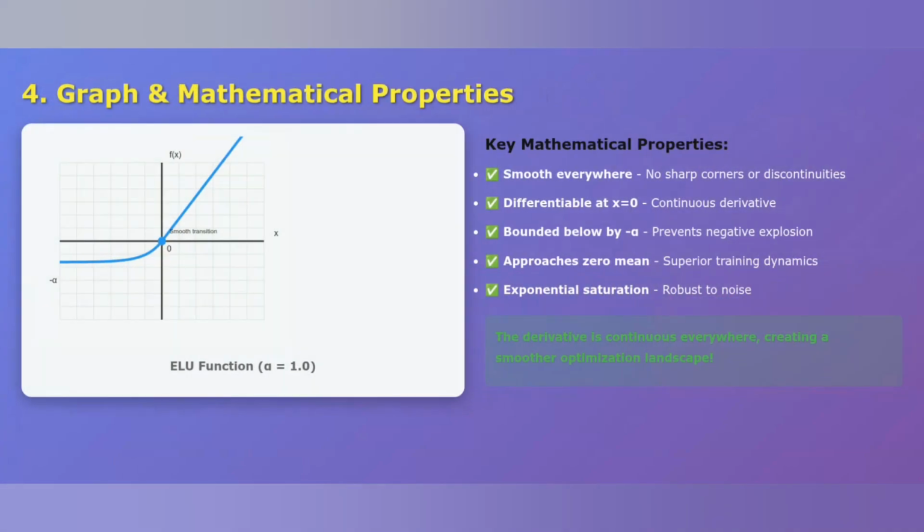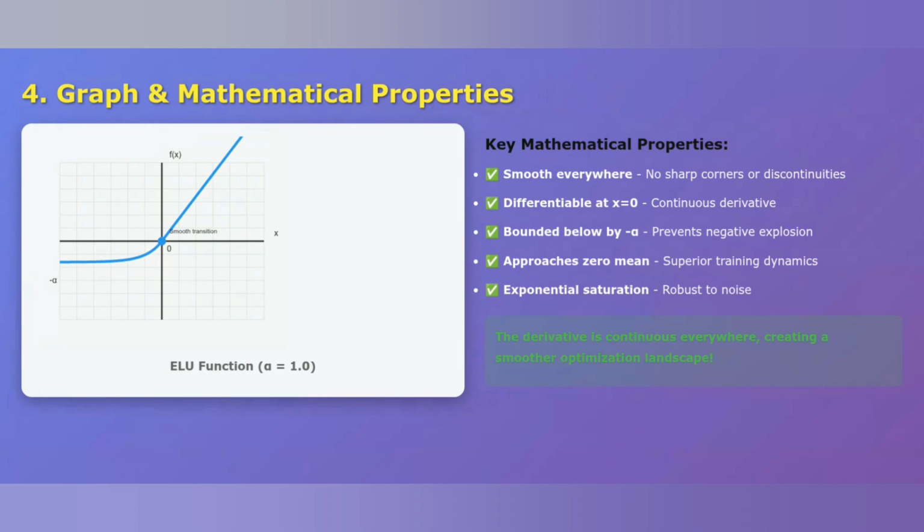Let's visualize what ELU actually looks like. For positive x, it's just f of x equals x, linear and simple. For negative x, it's f of x equals alpha times e to the x minus 1, where alpha is a hyperparameter we can tune. The derivative is equally elegant.